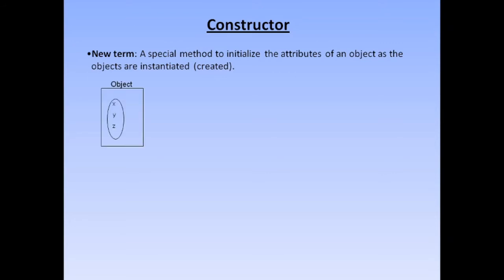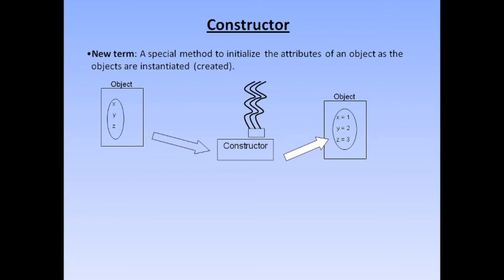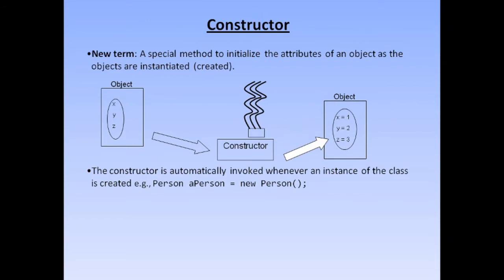Now here, as shown, there is an object and this object has three attributes x, y, and z. Through the help of the constructor, we are initializing x, y, and z of that object. The constructor is automatically invoked whenever an instance of the class is created. For example, Person a Person is equal to new Person. Now this is known as a default constructor. Why? Because we are not passing anything.